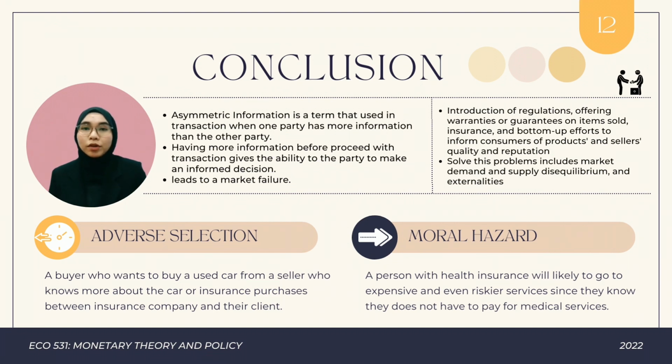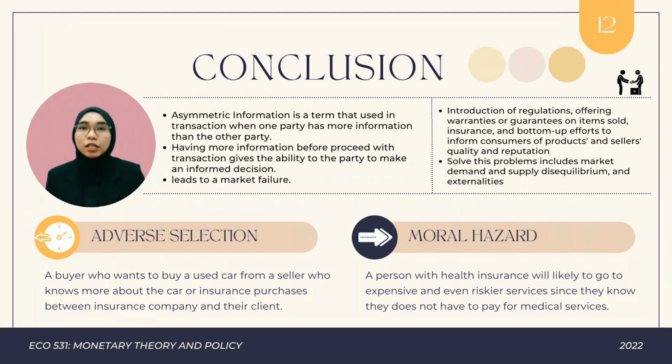Other than that, moral hazard is also a form of asymmetric information that occurs after the transaction has been made. It is a situation where a party is more likely to take a risk because they know that they are protected due to the other party bearing their cost of risk. For example, a person with health insurance will likely go for expensive and even riskier services since they know they do not have to pay for medical services. Asymmetric information results in disadvantage to the party who lacks information.